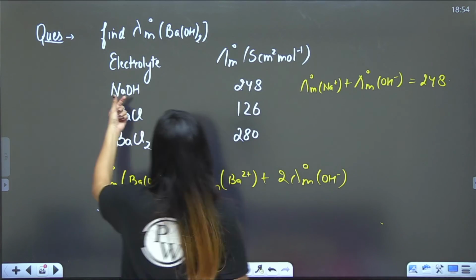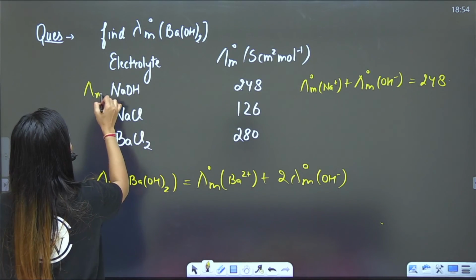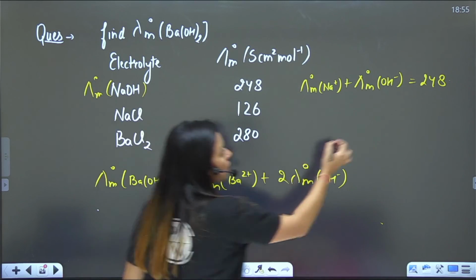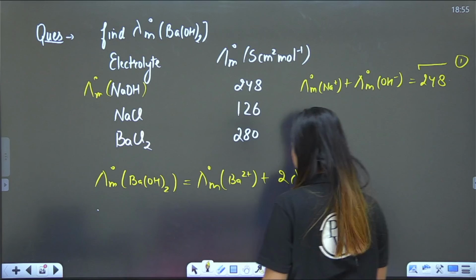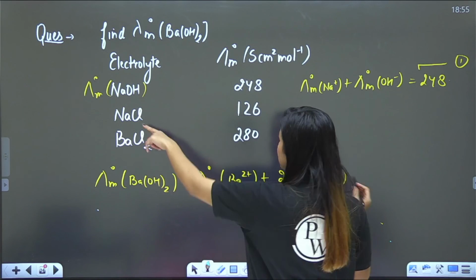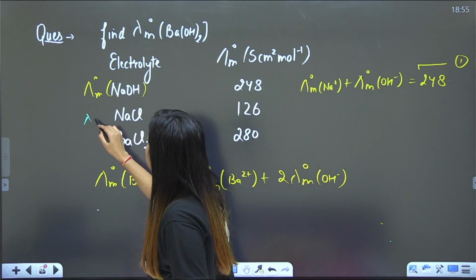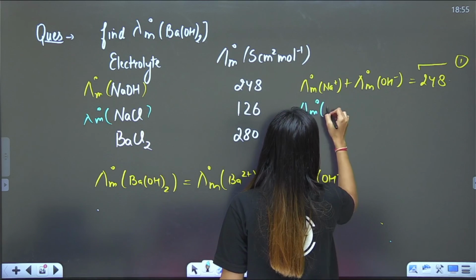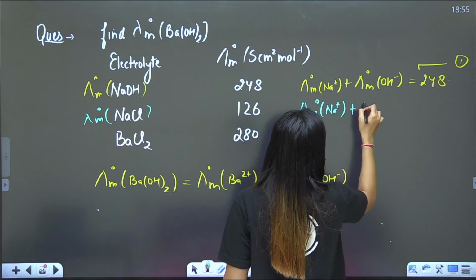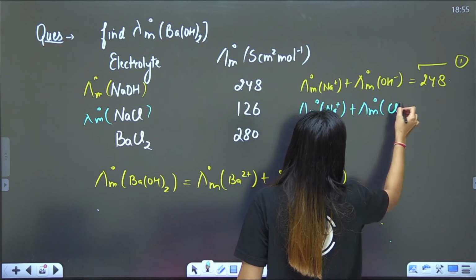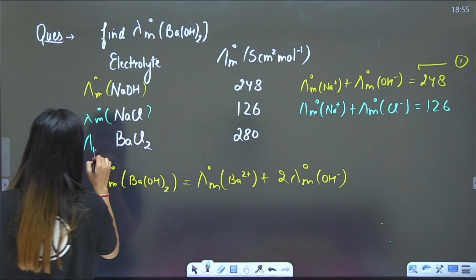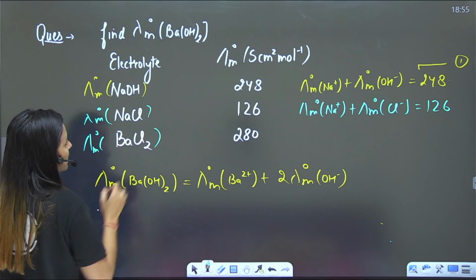I hope you can write it something like this, right? This will be your first equation. Let's write the second equation. The second equation will be the limiting molar conductivity of NaCl. This will be limiting molar conductivity of Na+ plus limiting molar conductivity of Cl minus, and this is equal to 126. Next is limiting molar conductivity of BaCl2.